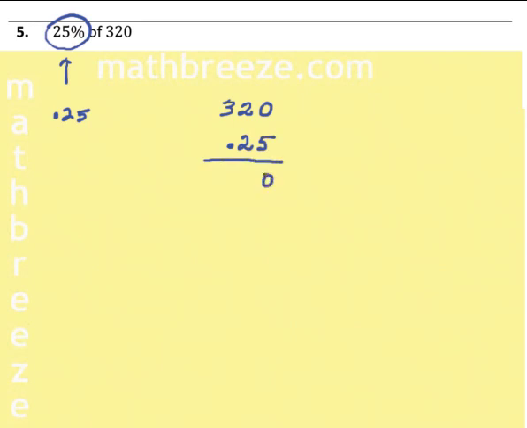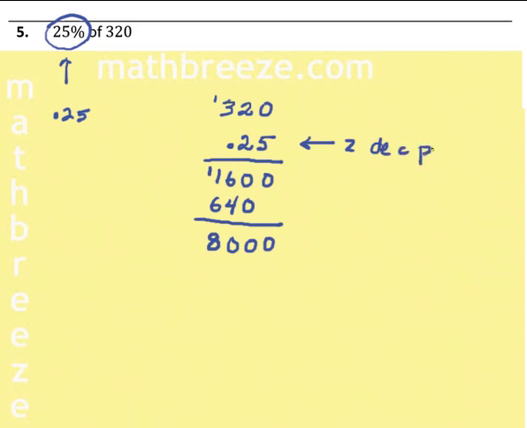Okay, 5 times 0, 5 times 2 is 10, 5 times 3 is 15, and 1 is 16. Now let's multiply by 2. 2 times 0, 2 times 2 is 4, and 2 times 3 is 6. Adding the columns, we get 8,000. And here we have 2 decimal places, so we have to put 2 decimal places, 1, 2, in the product. So there we have it. 25% of 320 is 80.